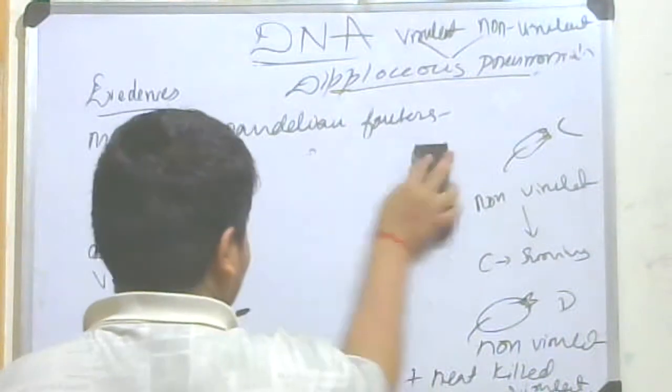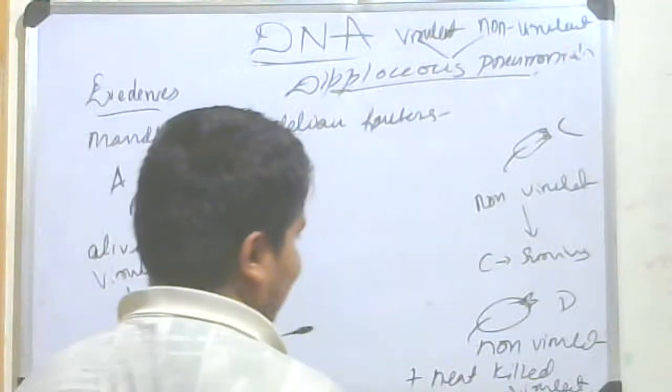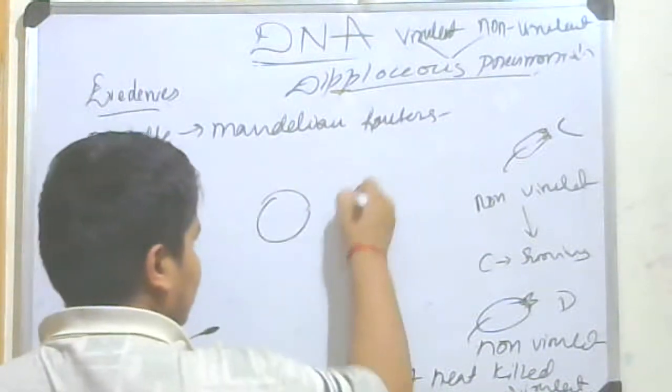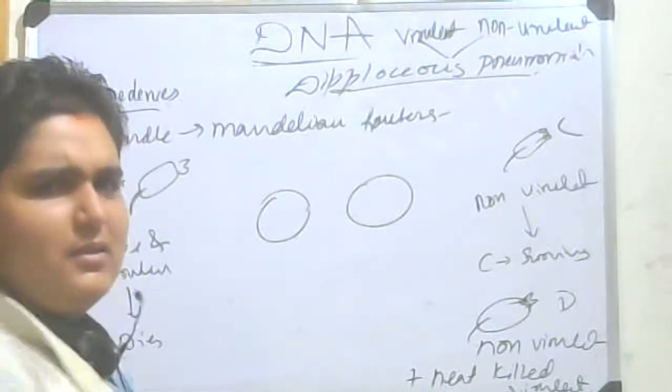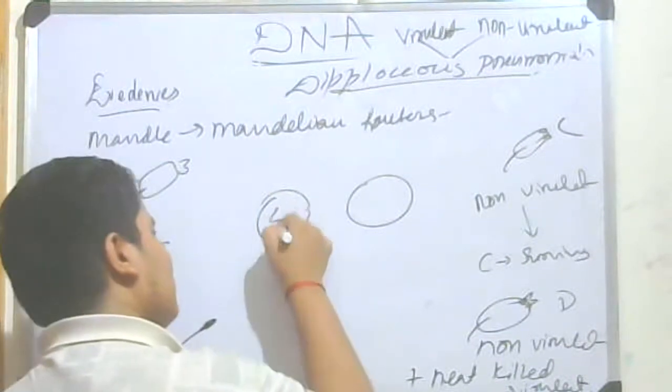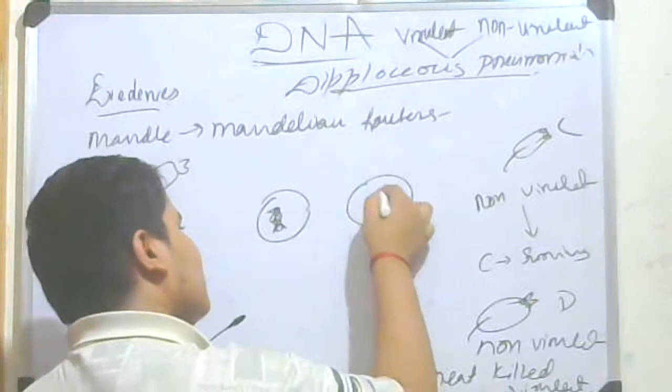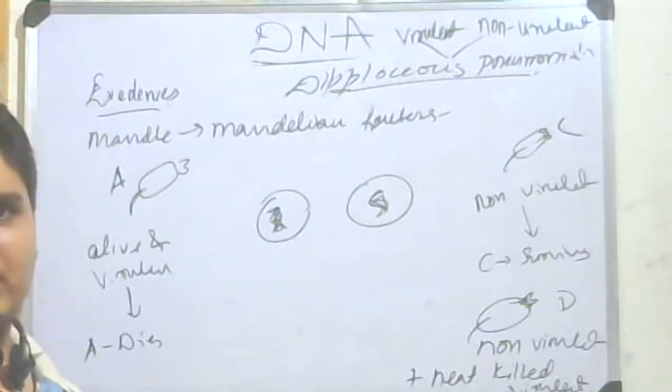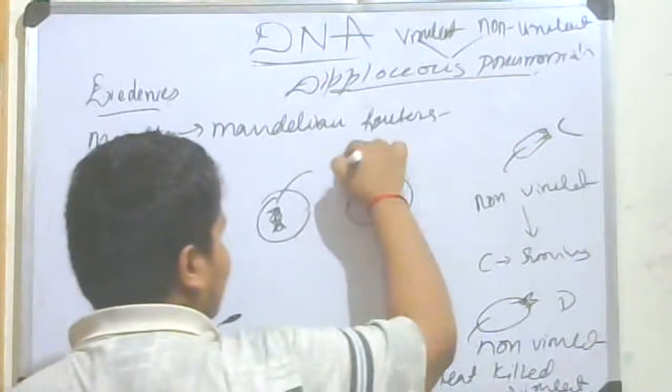Now what happens is, in the case of your heat-killed virulent cells, these are killed, they aren't alive, but they have genetic material. The genetic material may even be denatured, but it has some genetic material, and this genetic material suggests harm.